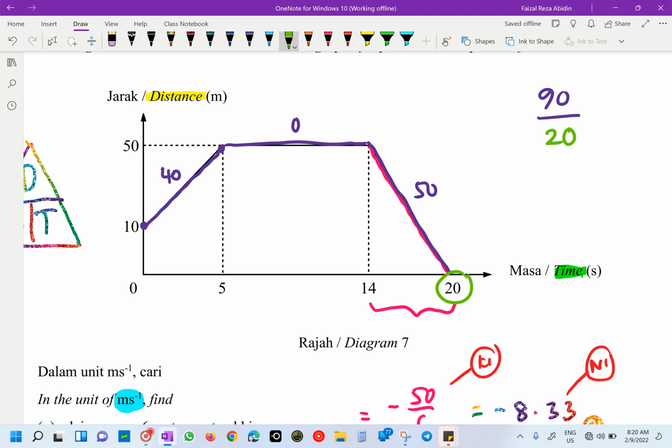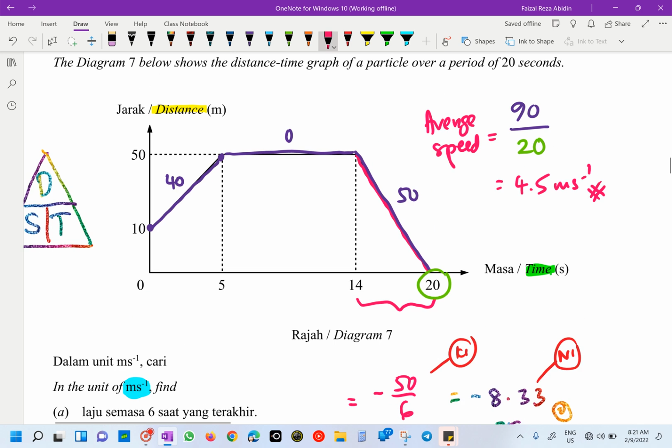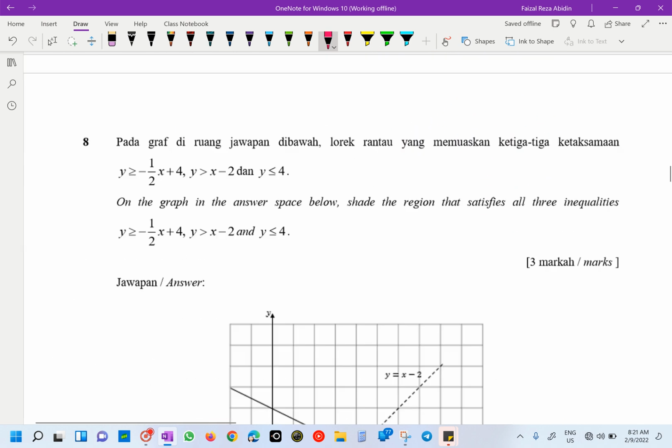And this is your calculation. 90 over 20. So the answer will be 4.5. That's going to be our average speed. 4.5 meter per second. Yes. Itu dah? Belum? Update. Okay. Any question? No question. Okay, we proceed to the next one.